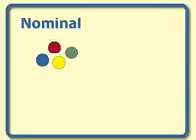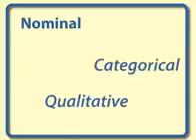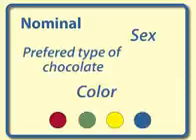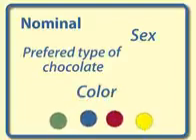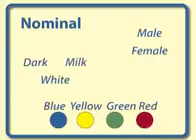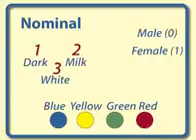Nominal is also known as categorical or qualitative. Examples of nominal variables are sex, preferred type of chocolate, and colour. These are descriptions or labels with no sense of order. Nominal values can be stored as a word or text or given a numerical code. However, the numbers do not imply order.